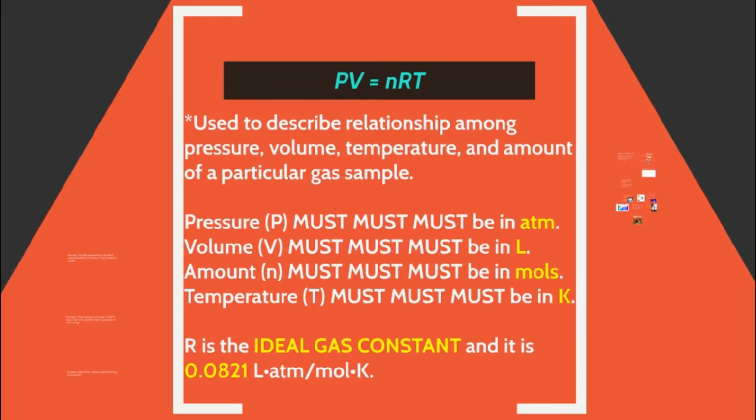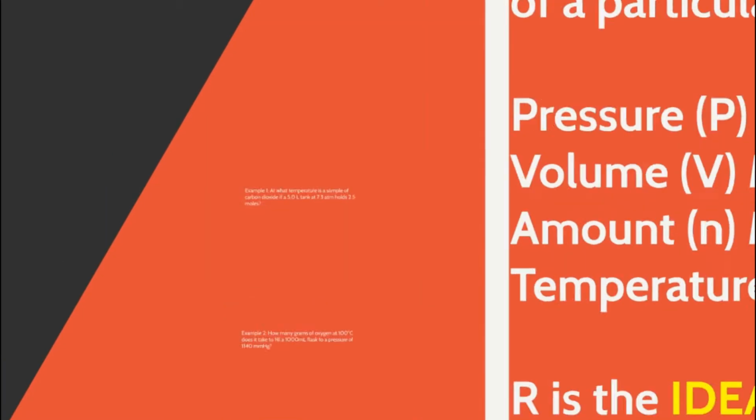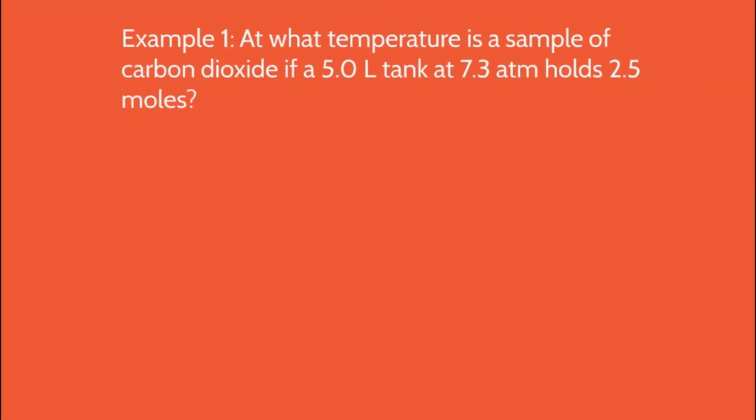You cannot plug in milliliters. You cannot plug in torr. You can't plug in millimeters of mercury. You can't plug in C. We never have. Everything has to be in the following units. Your P has to be in ATM. Your V has to be in L. Your amount has to be in moles. And your T has to be in K. People forget to plug them in like this. And if you forget, I'll have that as an answer choice on the test, and you're going to miss it.